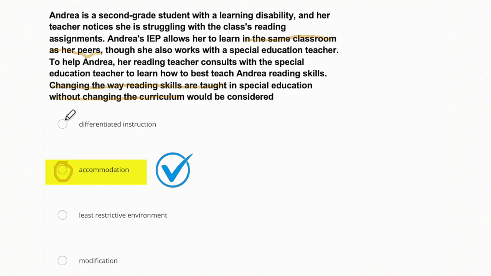While the other answer choices like differentiated instruction, least restrictive environment, and modification may all be parts of a special education program that you've heard of, in this specific scenario, the only one that matches altering the way that the curriculum is taught without changing the curriculum is accommodation.